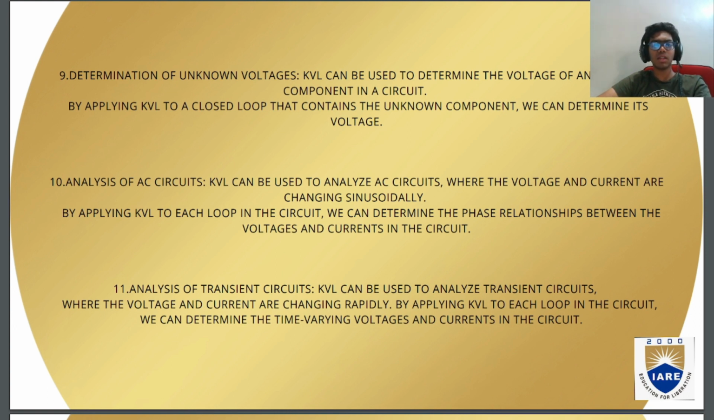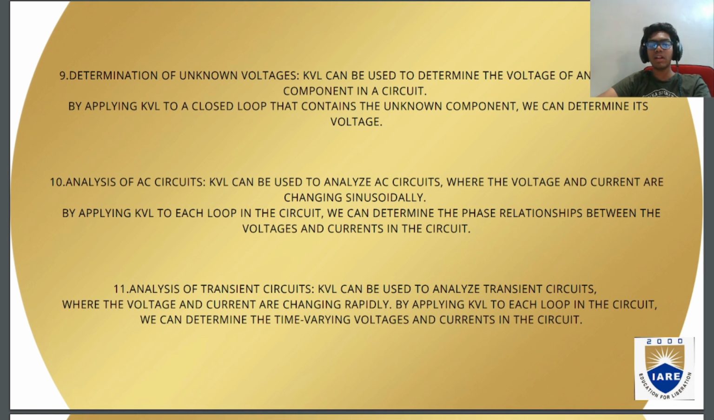Analysis of AC circuits. KVL can be used to analyze AC circuits where the voltage and current are changing sinusoidally. By applying KVL to each loop in the circuit, we can determine the phase relationships between the voltages and currents in the circuit. 11. Analysis of transient circuits. KVL can be used to analyze transient circuits where the voltage and current are changing rapidly. By applying KVL to each loop in the circuit, we can determine the time varying voltages and currents in the circuit.